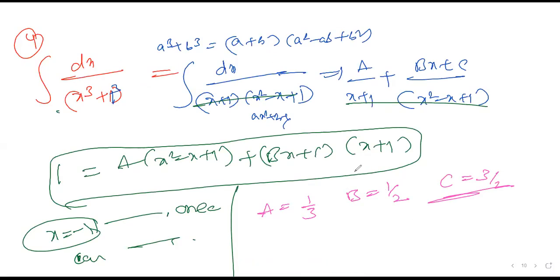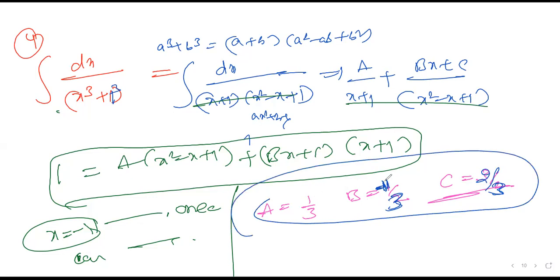The value of A is 1 by 3. The value of B is minus 1 by 3. The value of C is 2 by 3. Sorry, please recollect it: minus 1 by 3 and minus 2 by 3. This value is correct now. A is equal to 1 by 3, B is equal to minus 1 by 3, C is equal to 2 by 3.